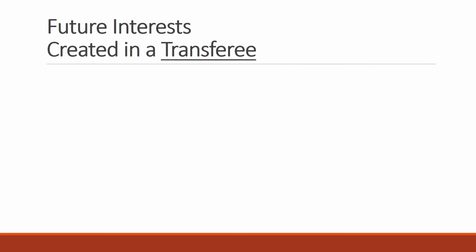Now let's talk about the future interests that are created in a transferee. So if the owner of a fee simple transfers an estate that is smaller than a fee simple to a transferee, there is a remaining future interest. And that remaining future interest can be either a remainder or an executory interest. So the future interest that's created in a third-party transferee, the only two options you have are a remainder or an executory interest.